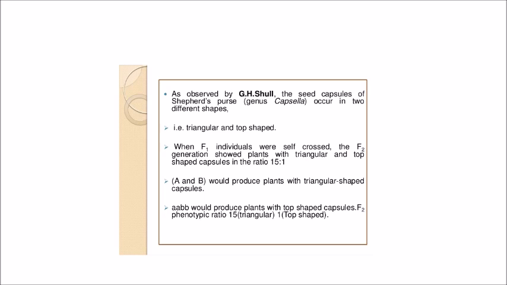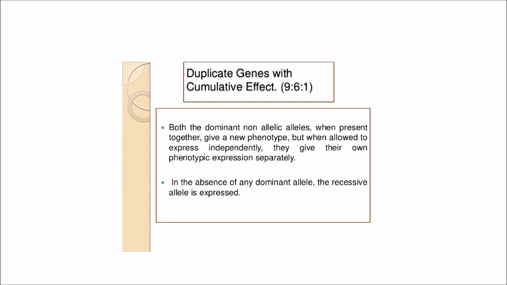Next, duplicate genes with cumulative effect. The ratio suggests 9:6:1. Both the dominant non-allelic alleles, when present together, give a new phenotype, but when allowed to express independently, they give their own phenotypic expression separately. That's why it is called cumulative effect. Duplicate genes with cumulative effect work together.